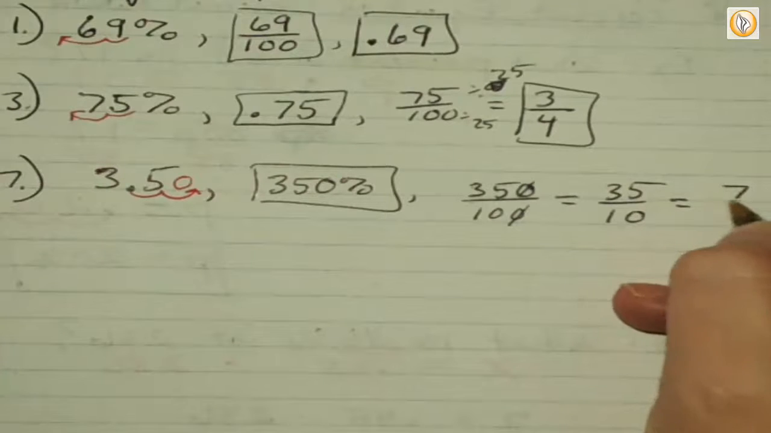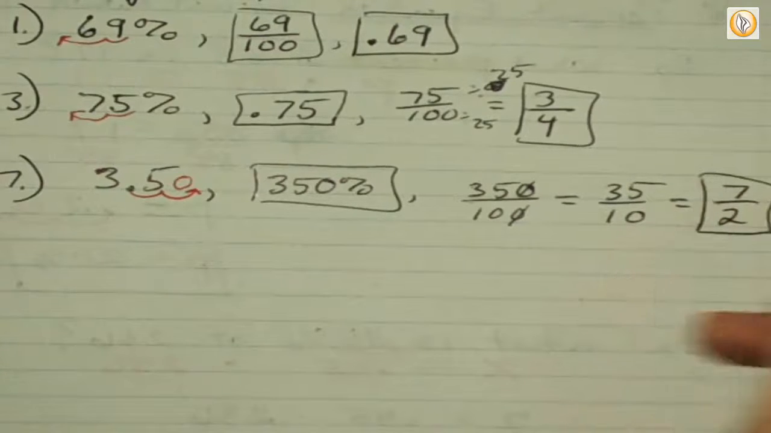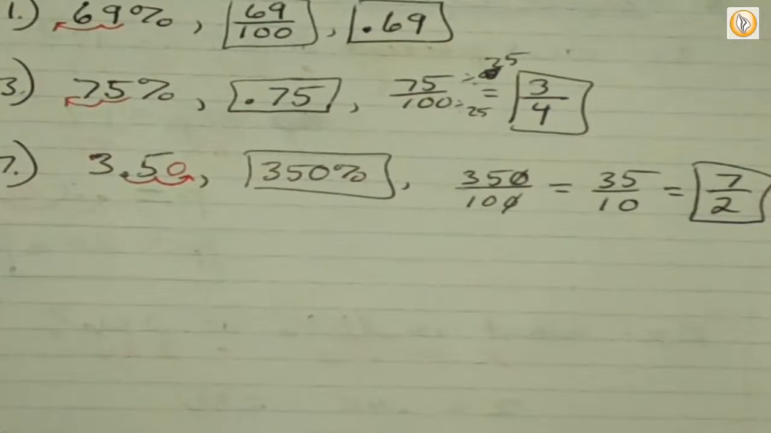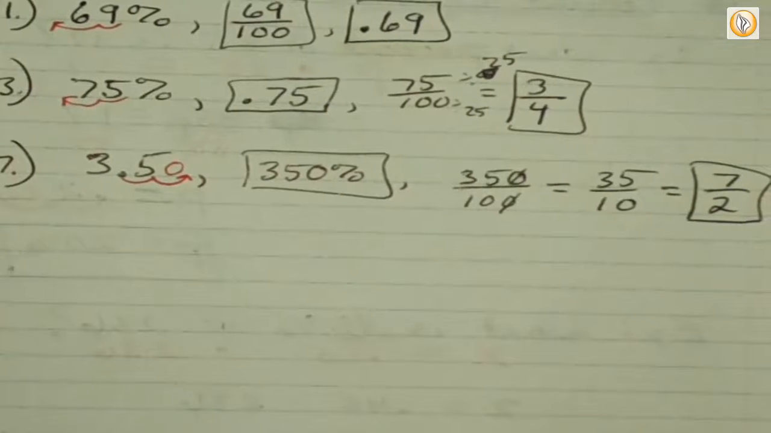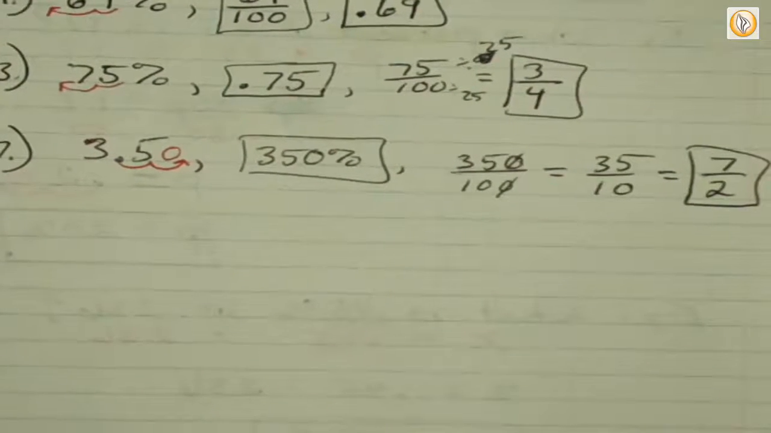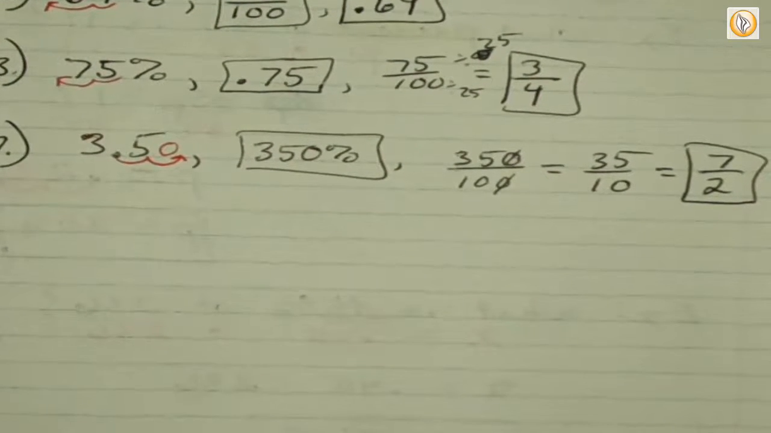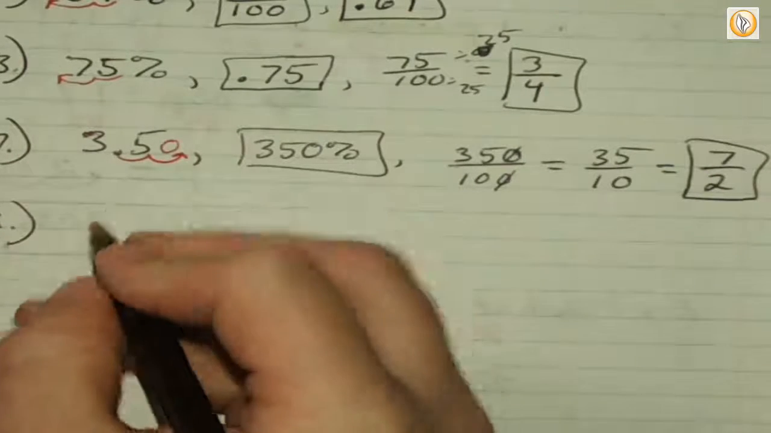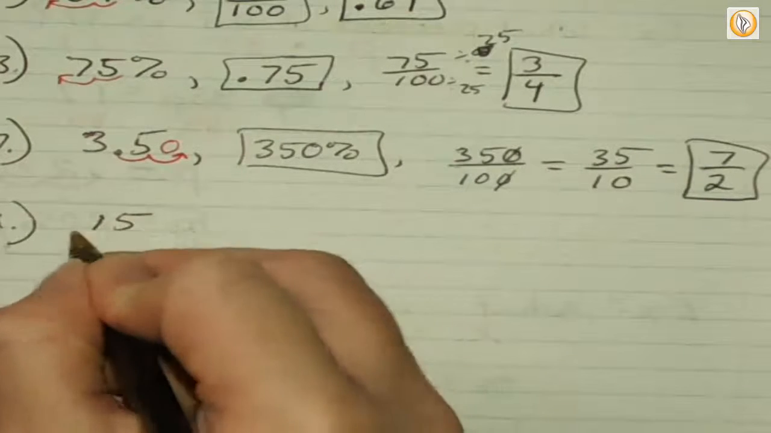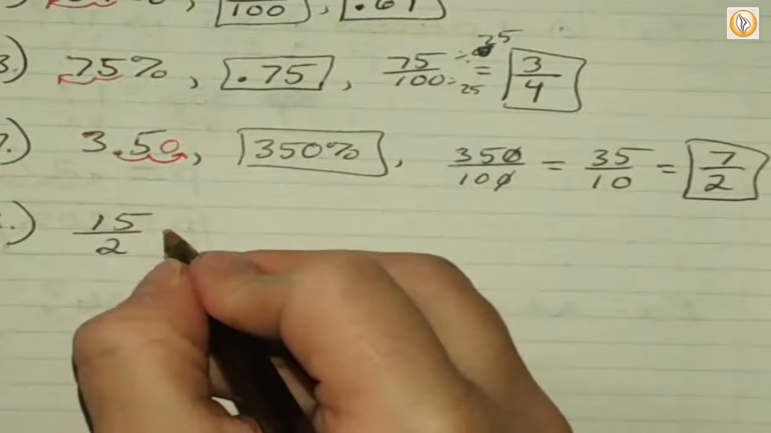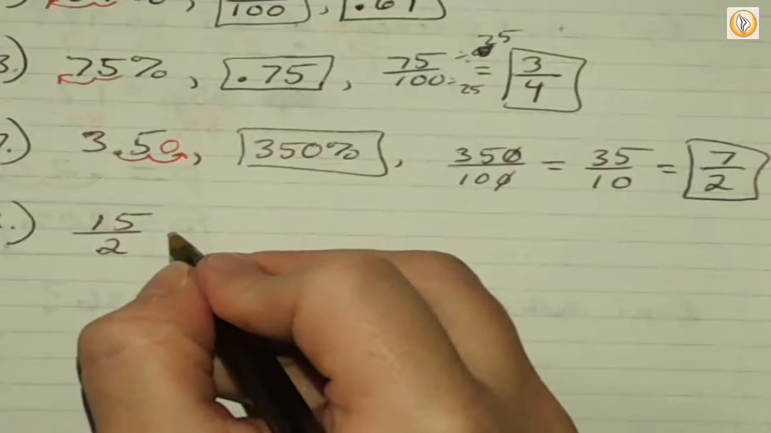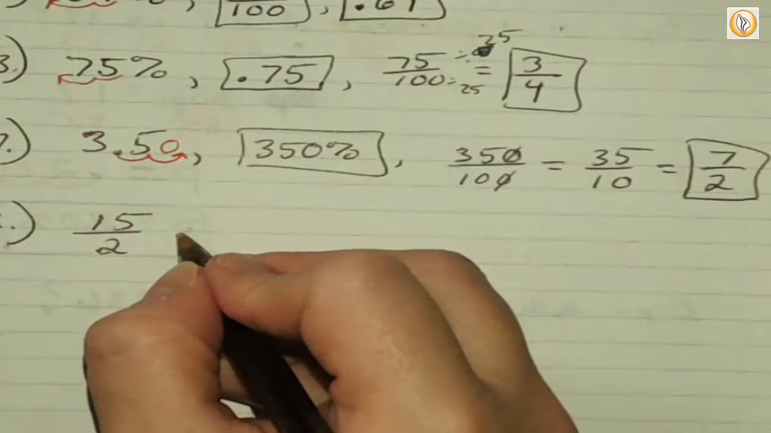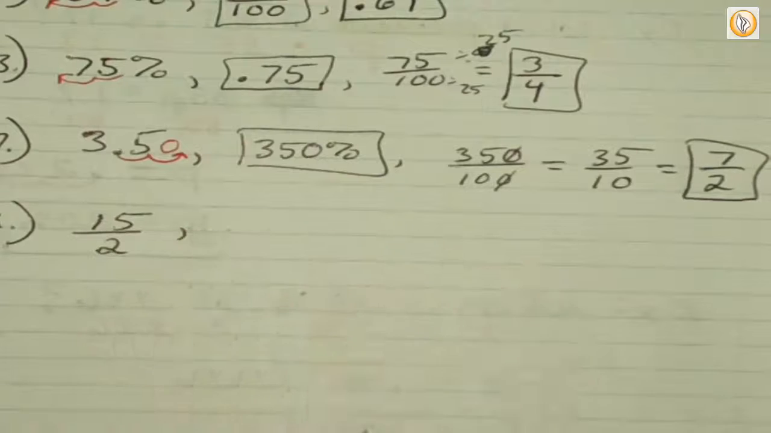Yeah. Good. Good job. Any questions so far? All right, 9. 15 over 2. So our others are going to be percent and decimal.